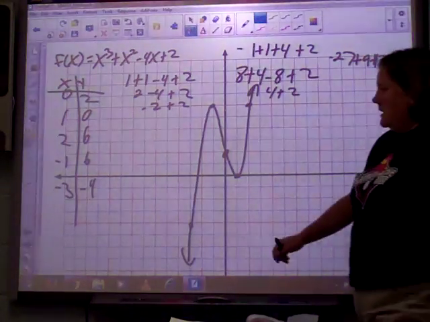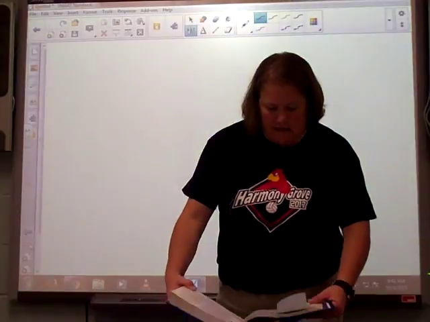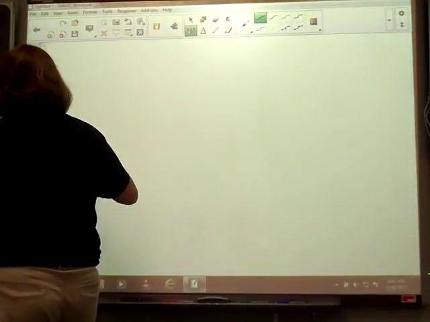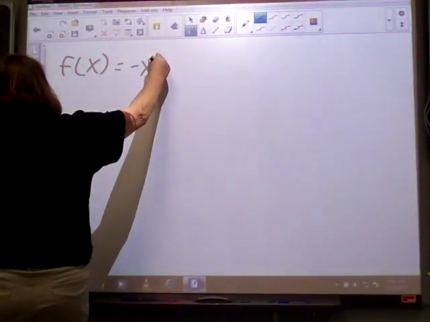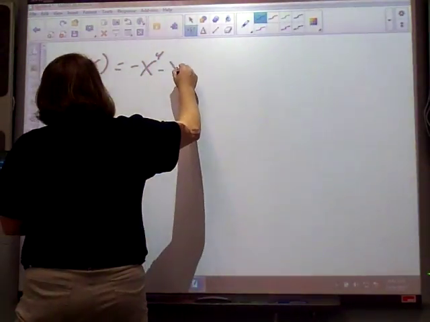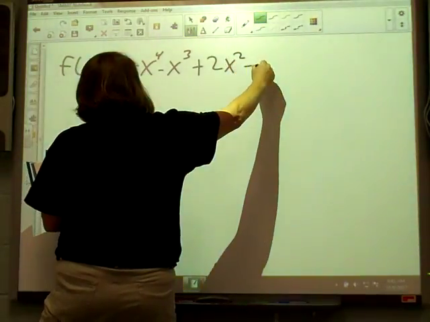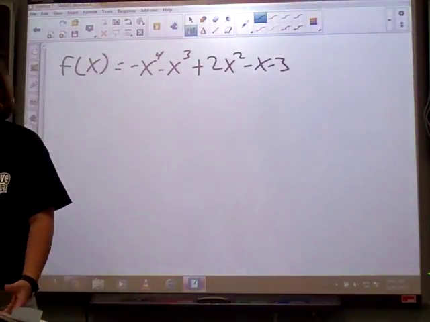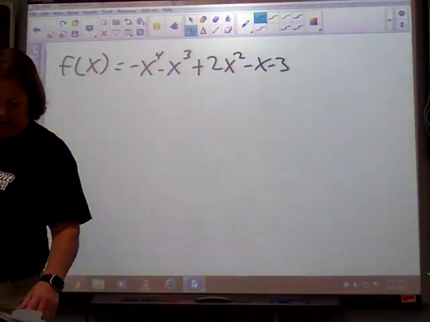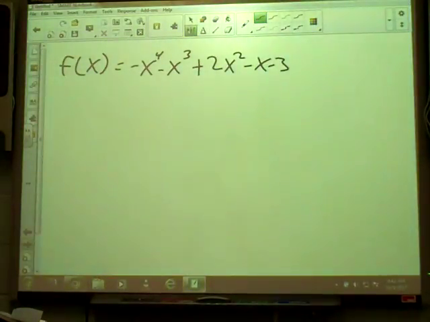Alright, so let's see now, since you know all the tricks, if you can get a graph of f of x is negative x to the 4th minus x cubed plus 2x squared minus x minus 3. Okay? Need a graph of that. I need you to tell me at least 4 points. You can do it by hand or the calculator, either one.